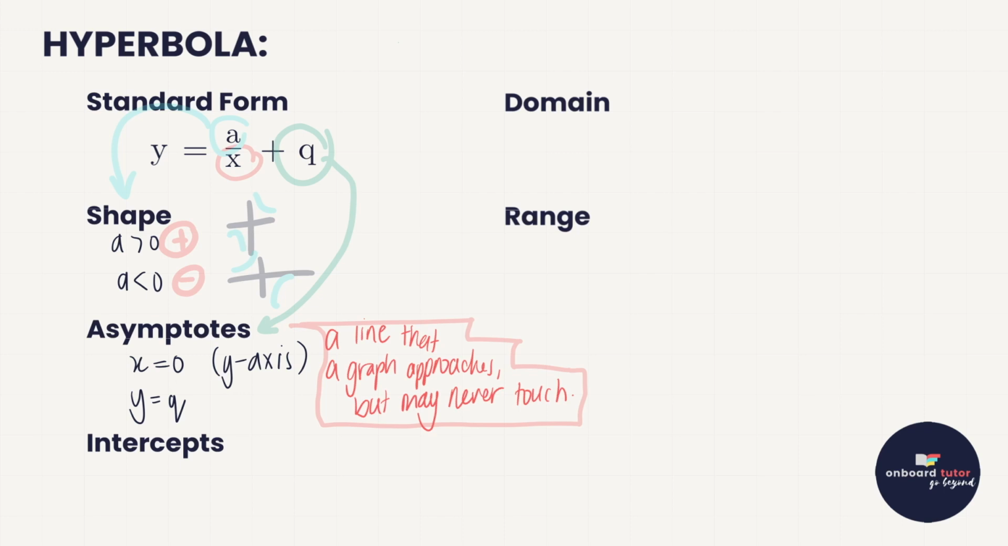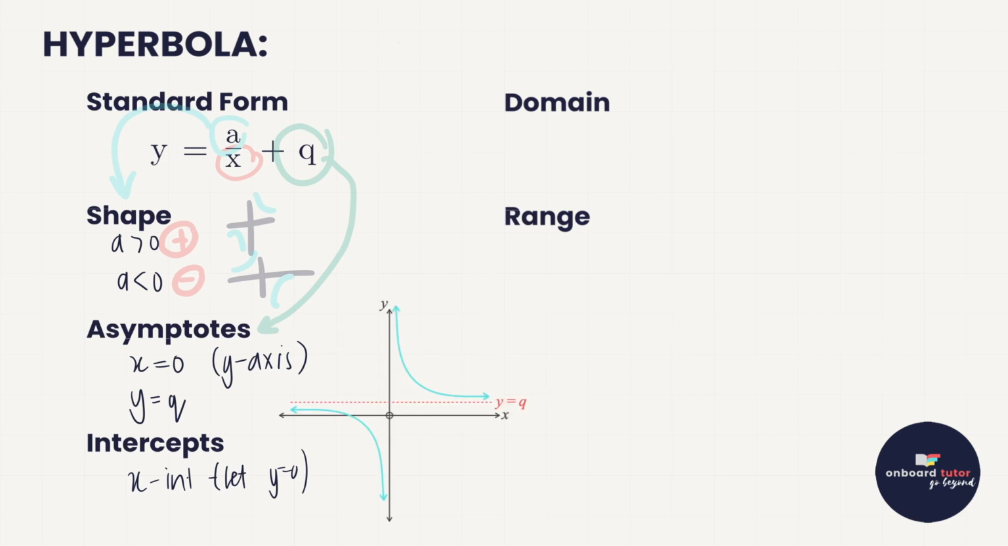And then for the intercepts, what you'll notice is that there's actually only an x-intercept for this graph. And I'll show you why. So to get an x-intercept, we let y equal 0. Okay, so that's the same everywhere. But if you picture the hyperbola and you think about the two asymptotes, the graph is never ever going to cross this line here, y equals q, because that's an asymptote. But another asymptote here is the y-axis, this line x equals 0. And so that's why we can't have a y-intercept for this function.